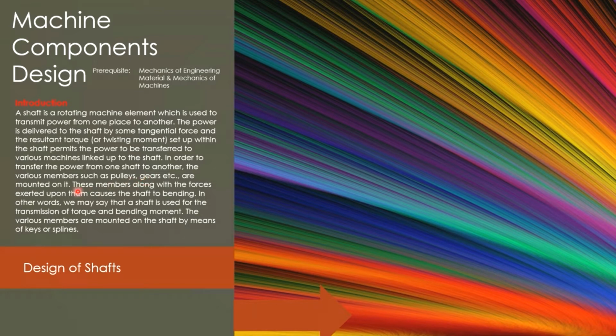These components like pulleys, gears, clutches, etc. actually exert a weight on the shaft that causes the shaft to bend. Now, these members, along with the forces exerted upon them, cause the shaft to bend. In other words, we may say that a shaft is used for transmission of torque and bending moment. The various members are mounted on the shaft by means of keys or splines.